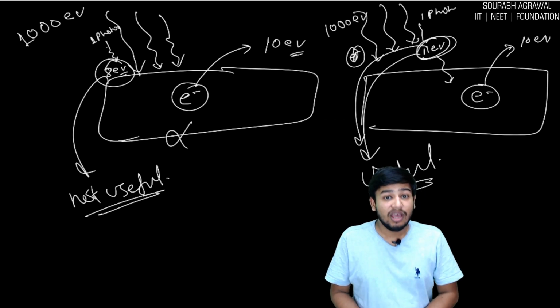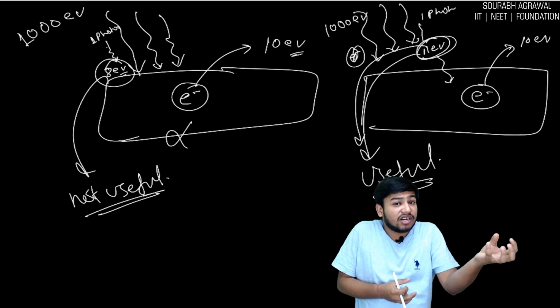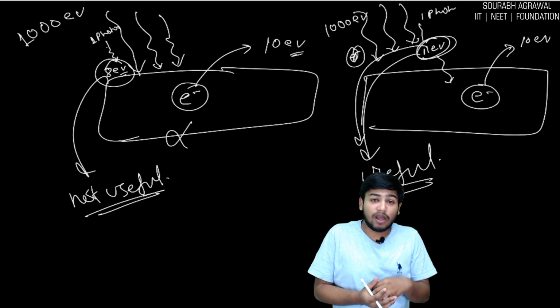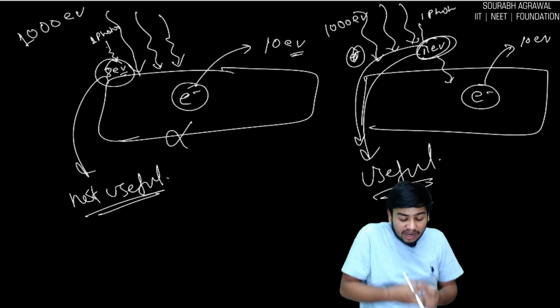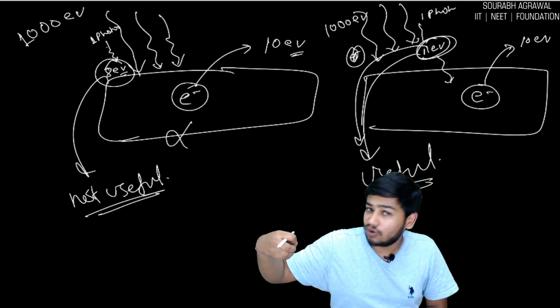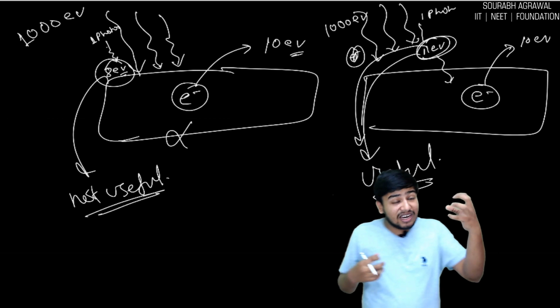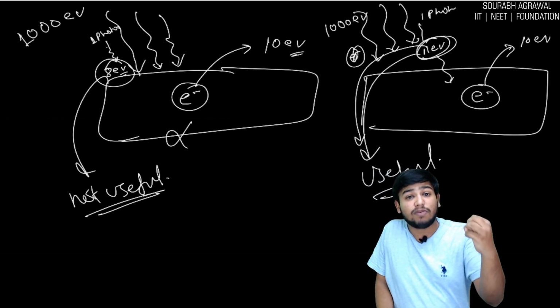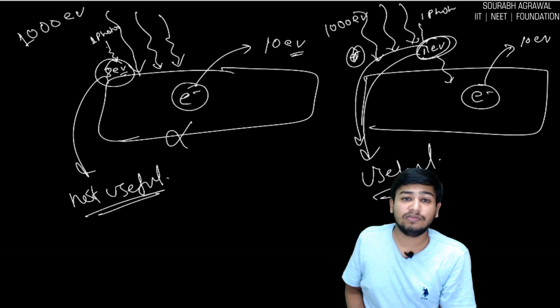Are you getting my point? One electron can get energy at a time from only one photon. It will not happen that two photons combine and bring one electron out. No, that is not happening. Only one photon is responsible for bringing one electron out. Are you getting my point?